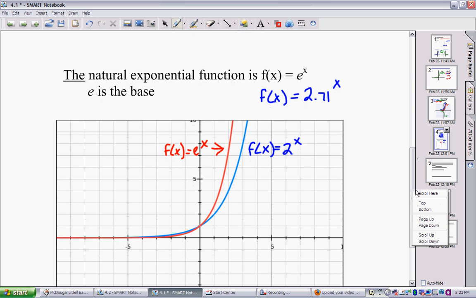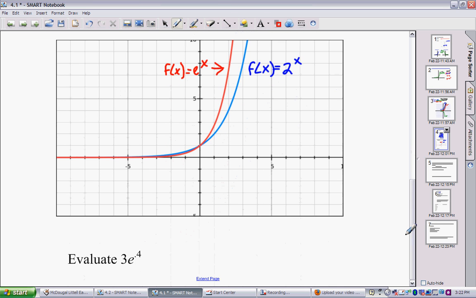Now on your calculators, there's a nice button that allows you to just press e and calculate. So use your calculator to evaluate 3e to the 0.4. Yes, there is a decimal in there. So you type in 3e to the 0.4, and you should get out 4.47547.